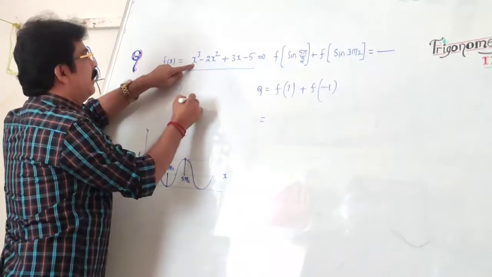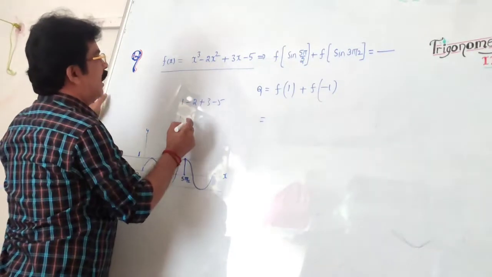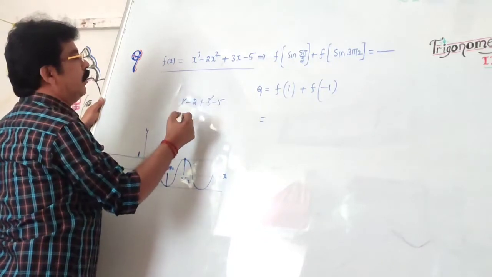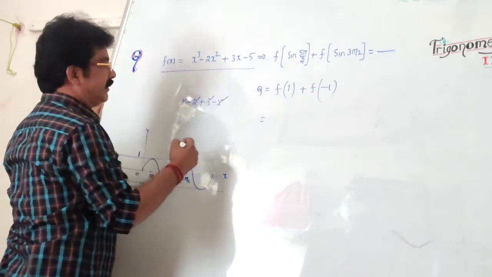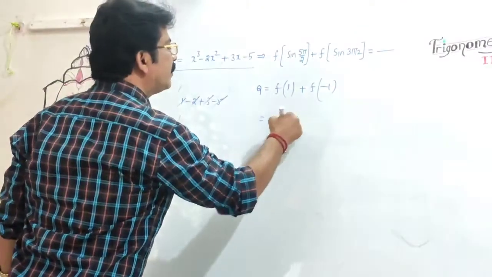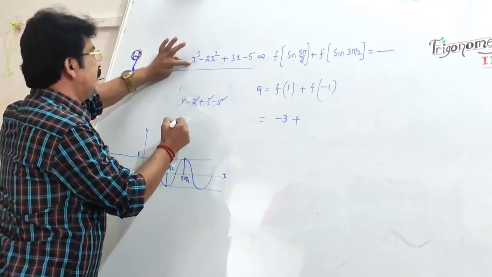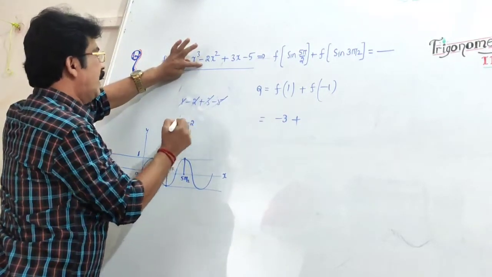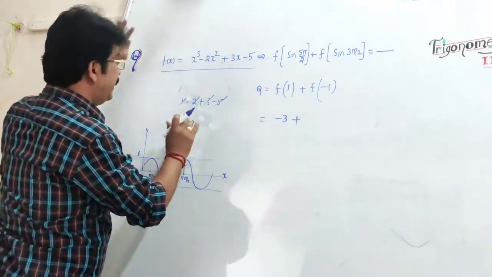As usual, f of 1, rough work: 1 cubed minus 2, next plus 3 minus 5. How much? 4 minus 2 is 2, 2 minus 5 is minus 3. Okay. Next plus f of minus 1. Okay, I will write the complete step.